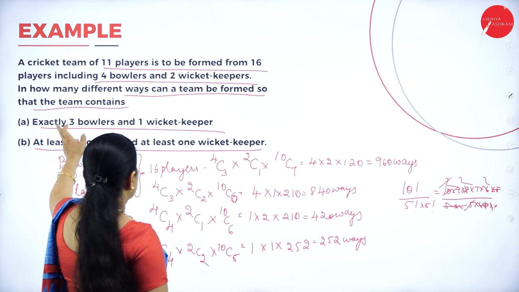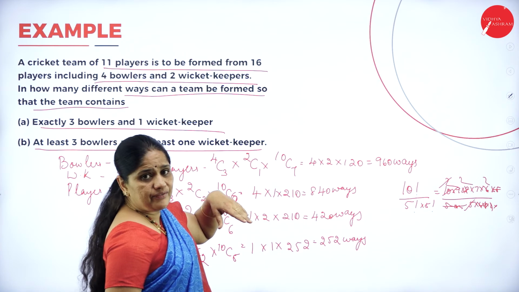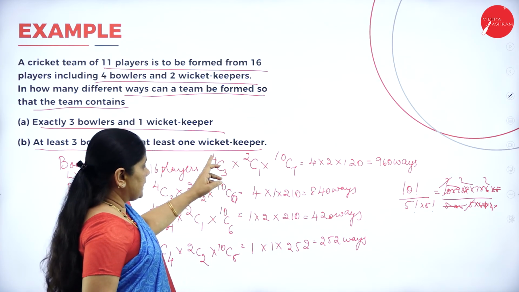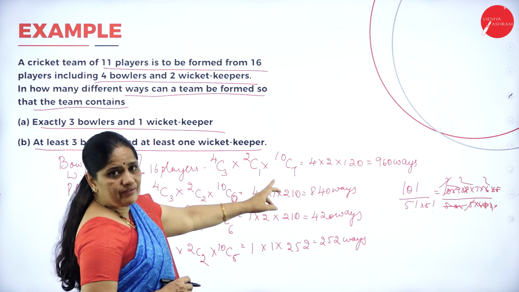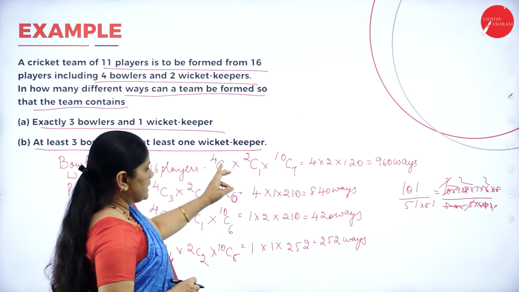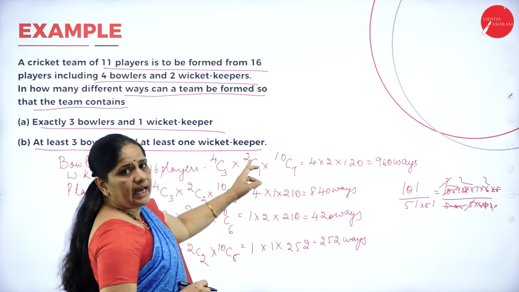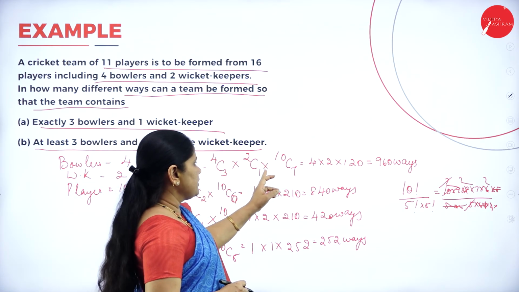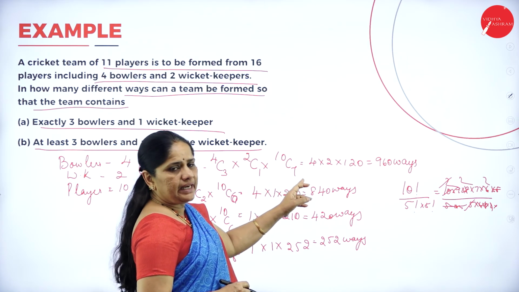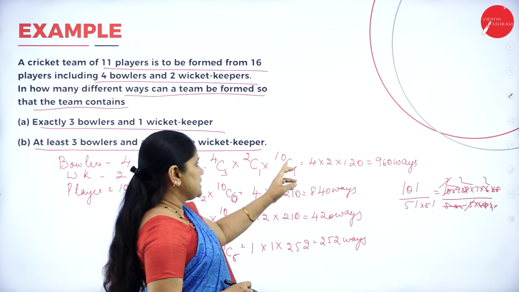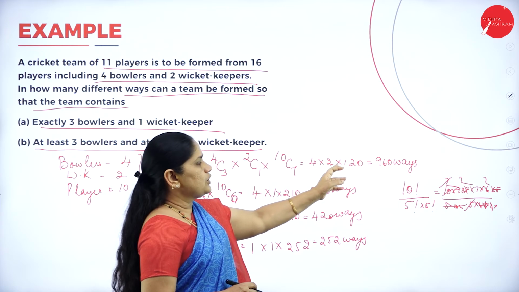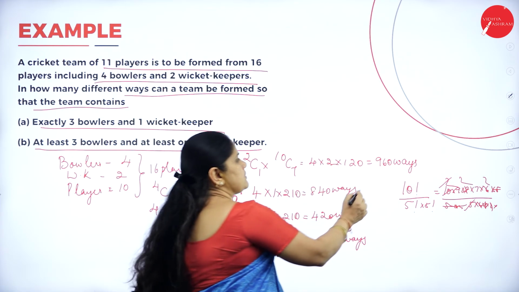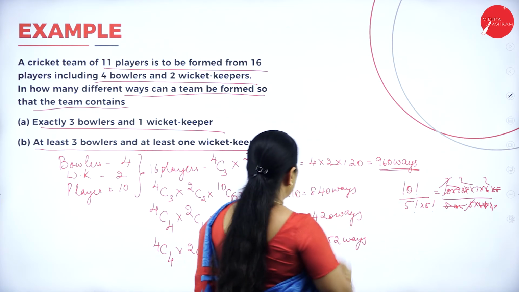So, they have asked exactly 3 bowlers and 1 wicket keeper. So, if you are taking 3 bowlers and 1 wicket keeper, out of 4 you will select 3, 4C3, and 1 wicket keeper, that is 2C1. So, the remaining will be players, so that is 10C7. So, 4 into 2 into 120, that comes up to 960 ways.